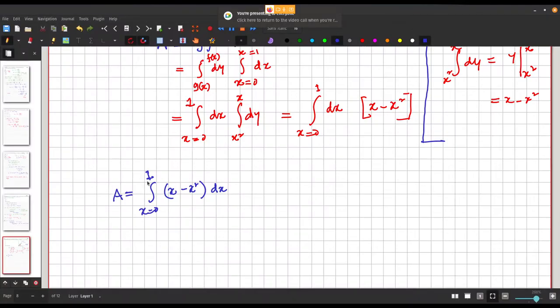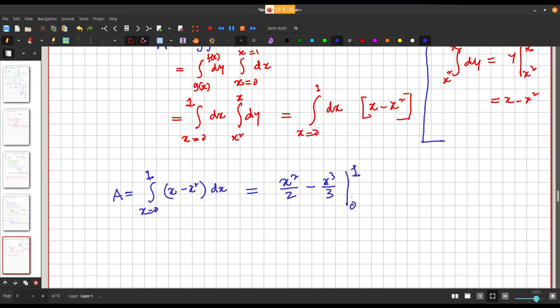Okay, so this integration you can easily do. This will be x square by 2 minus x cube by 3, and you have to put the limits from 0 to 1, right? So this will be minus 0 minus 0, so this part does not matter. So this will be 1 over 6.